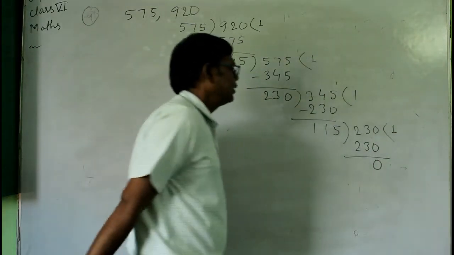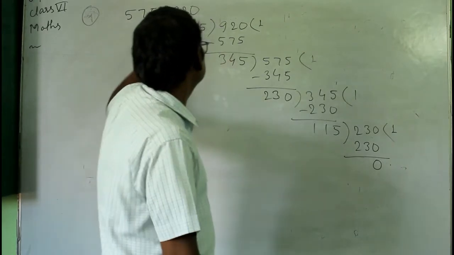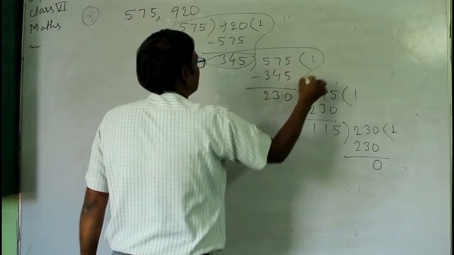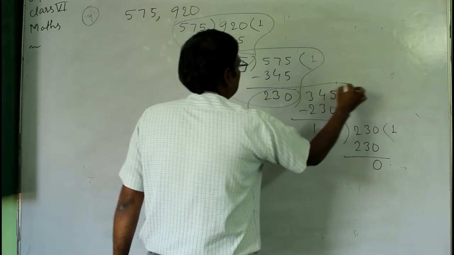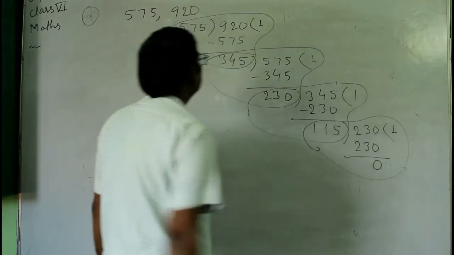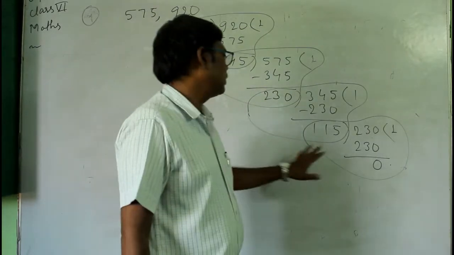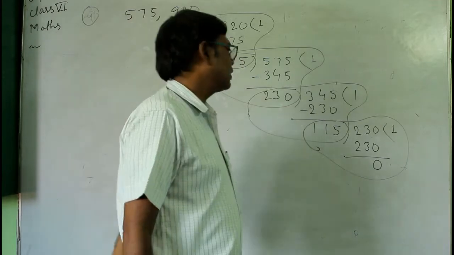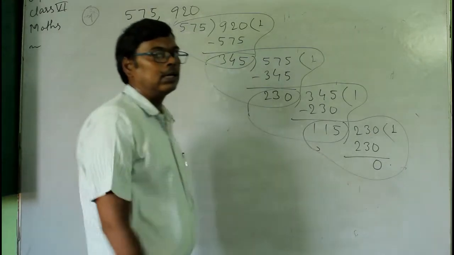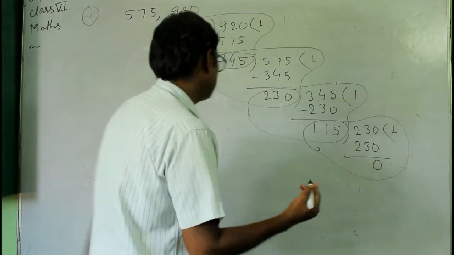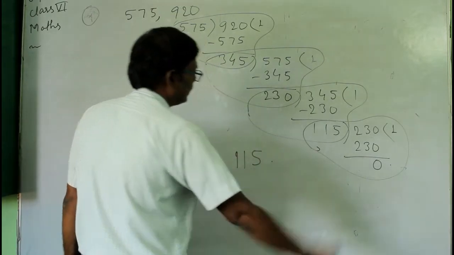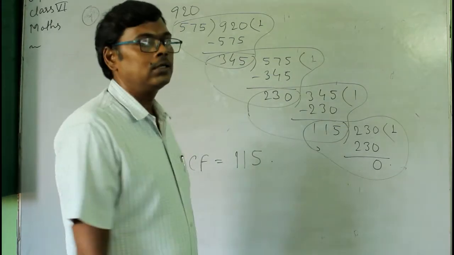0 has come. Okay, so in this last step, this is the first step here, then you have this next step, then the third step, and here the fourth step. Now see, the first, the second, then third, then fourth. In the last step we got the remainder 0. So the last divisor will be the HCF. So here we will write HCF equal to 115. Okay, so this is the process. I think it is clear to you.